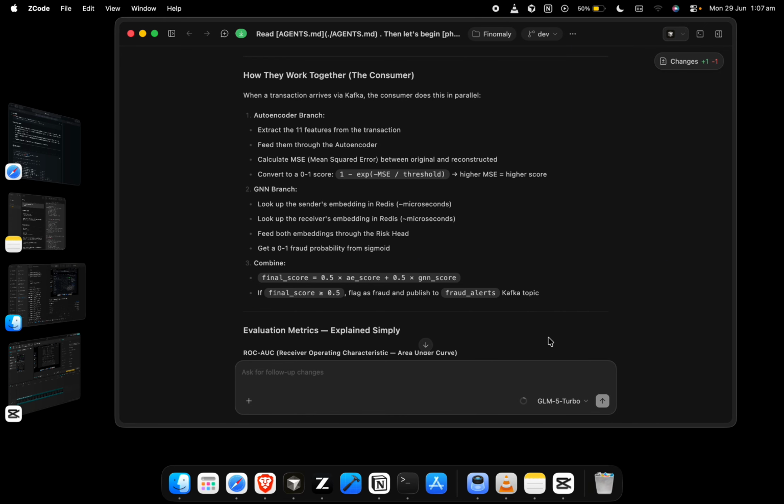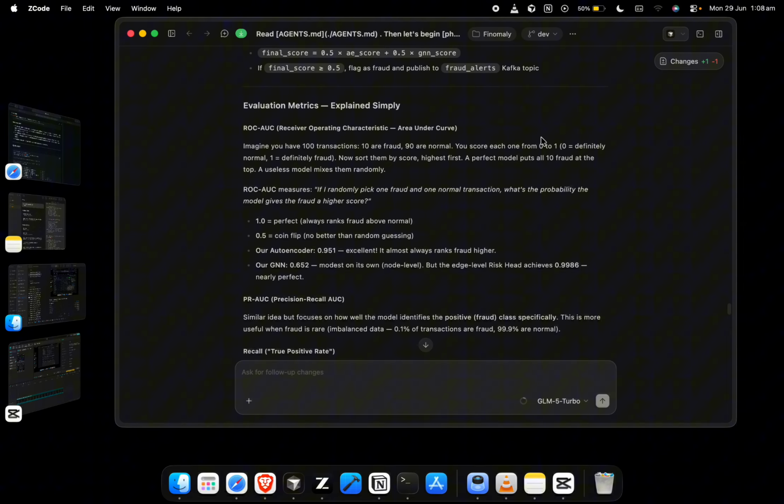So you combine the final score, which is 0.5 multiplied by the AE score plus 0.5 multiplied by the GNN score. So if the final score is greater than or equal to 0.5, it's flagged as a fraud and published to the fraud alerts Kafka topic. So next, the evaluation metrics.